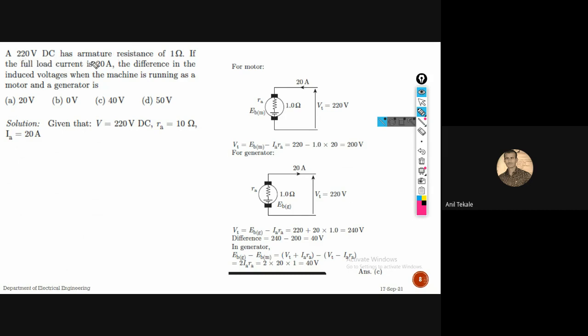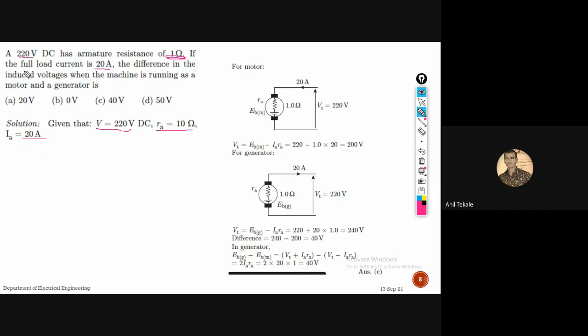So now here, a 220 volt DC has armature resistance. Okay, what is that? Tell me, what is this value? Anyone, just unmute and tell me. 1 ohm is nothing but armature resistance. 220 volt is nothing but voltage, right? And the full load current, that is IA, is given. Okay, that is 20 ampere.